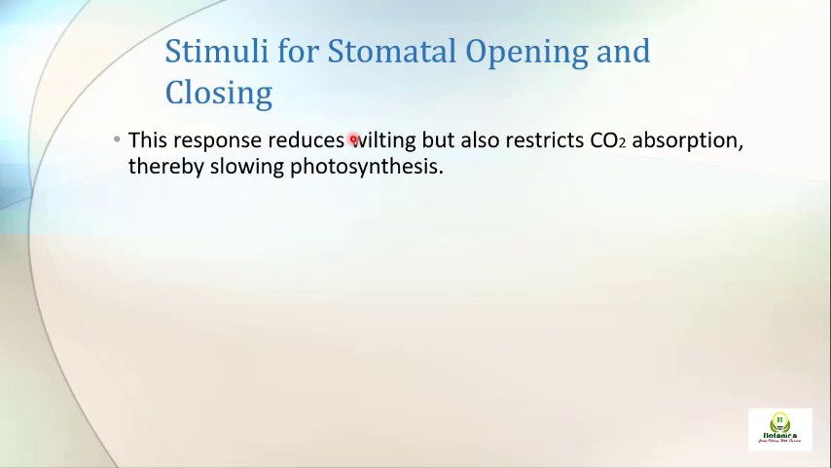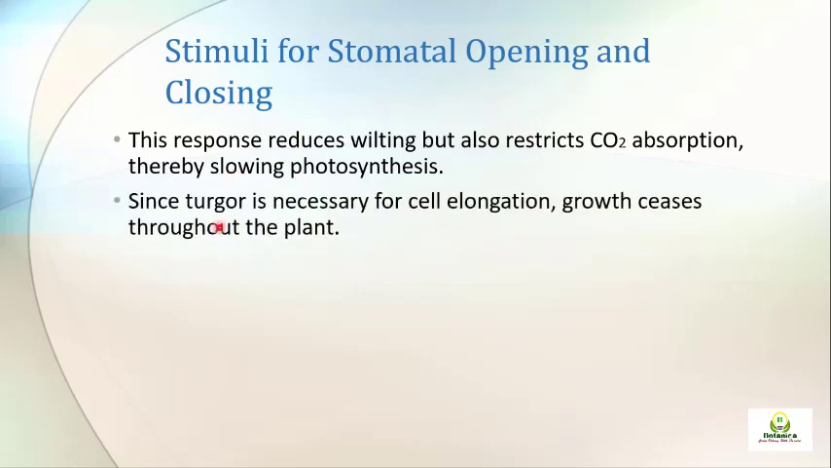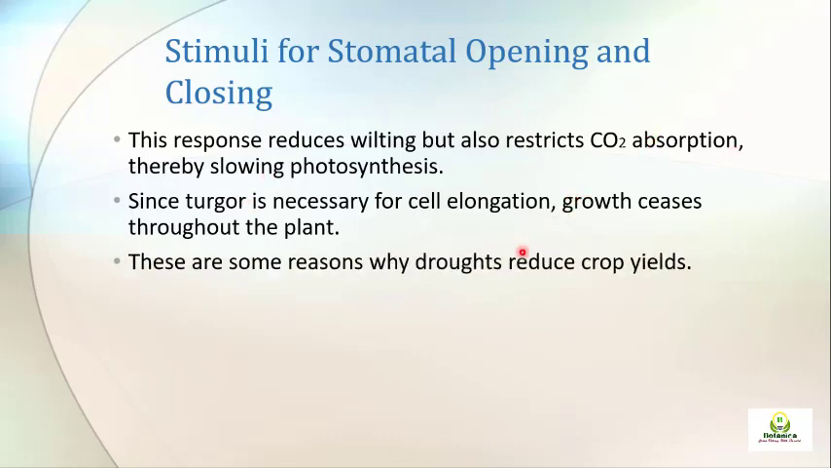Because of the closing of the stomata, the wilting response is decreased, but it also eventually results in CO2 depletion in the cells, and if there is no CO2 fixation, there will be no food for the cells, and thereby it will slow photosynthesis. Since turgor is necessary for cell elongation, growth ceases throughout the plant. When there is a low water quantity, less water available for the plant, turgor will be lost, and there will be no cell elongation, which results in growth stop or inhibition of growth.